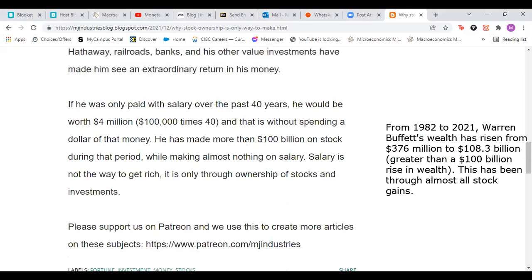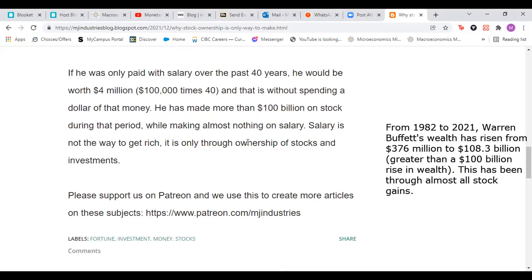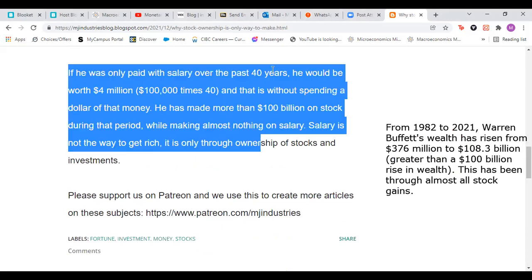Because he was paid a $100,000 a year salary each year during that past 40 years. So if he was only paid with salary over the past 40 years, he would be worth $4 million. So $100,000 times 40. And that is without spending a dollar of that money. So he's made more than $100 billion in stock during that period while making almost nothing on salary.